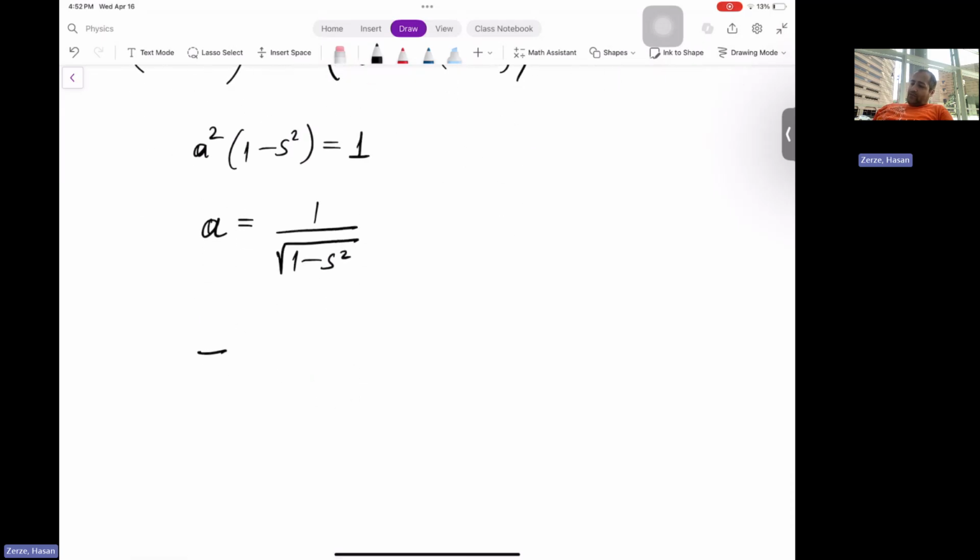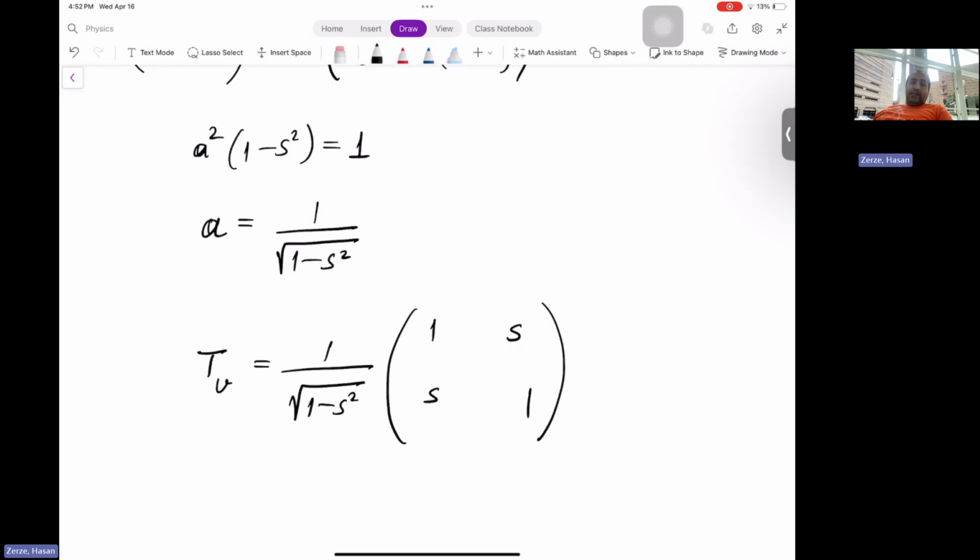So our Lorentz transformation matrix looks like TV equals 1 over square root of 1 minus S squared, times the matrix with 1, 1 on the diagonal and here I have S, S. Yet S is to be found. So we need to find out the value of S. Okay. So what else can we do?